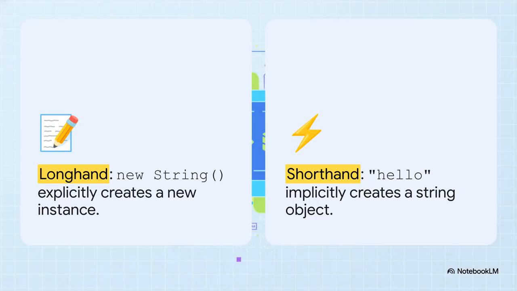Take the longhand way to create a string, for instance, var myString = new String(). This explicitly creates a brand new instance of a string object. But look at the shorthand version you probably use all the time, var myString = "hello". Even though it looks like just a simple text assignment, under the hood, JavaScript is still creating a new string object for you behind the scenes. Both versions give you an object container that's completely ready to be used.